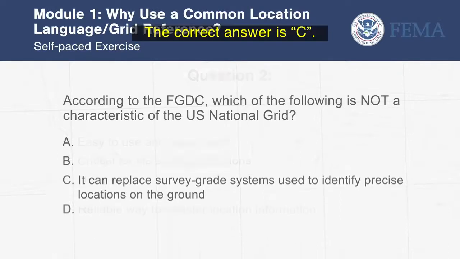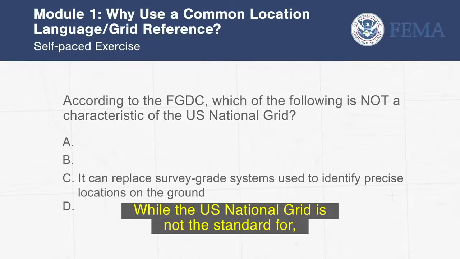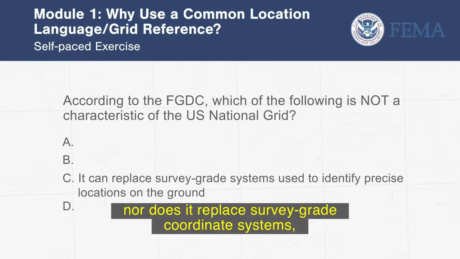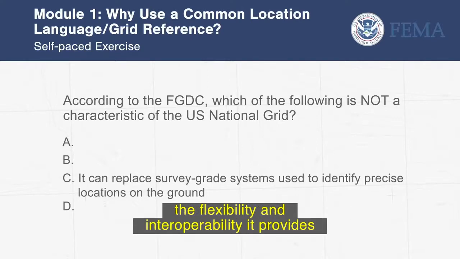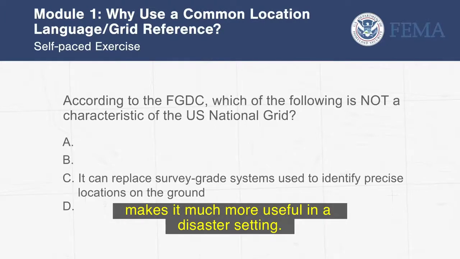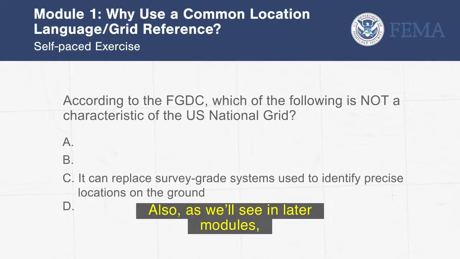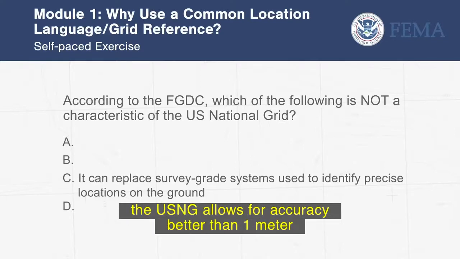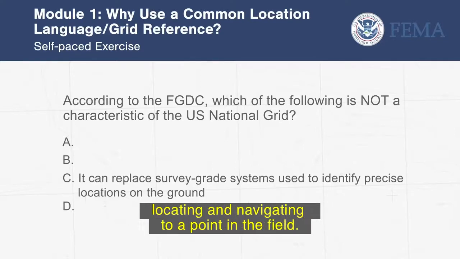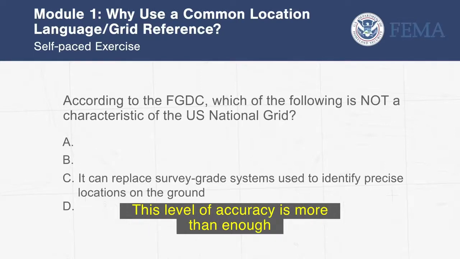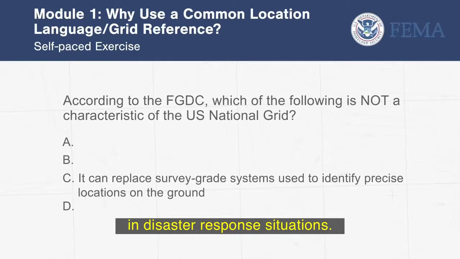The correct answer is C. While the U.S. National Grid is not the standard for, nor does it replace survey-grade coordinate systems, the flexibility and interoperability it provides makes it much more useful in a disaster setting. Also, as we'll see in later modules, the USNG allows for accuracy better than 1 meter locating and navigating to a point in the field. This level of accuracy is more than enough in disaster response situations.